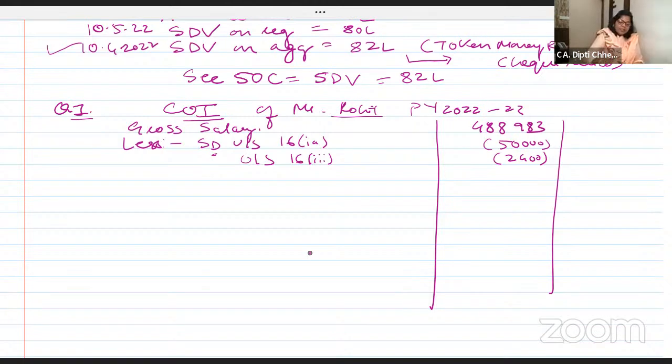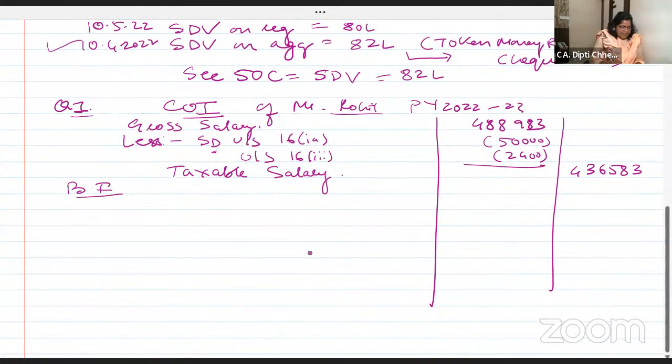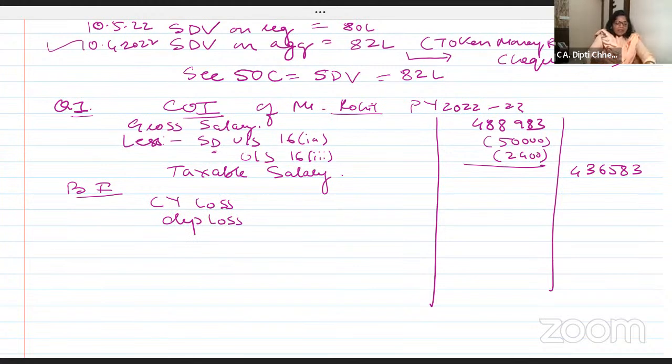488 minus 52,400. So your taxable salary is coming to 436,583. This is gross salary. Now business income. Then he started a business and he incurred a loss. Current year's loss and depreciation loss, dono carry forward hoga because you cannot set off. Ek baar likh do amount kitna hai. Business loss is 90,000 and depreciation loss is 60,000.